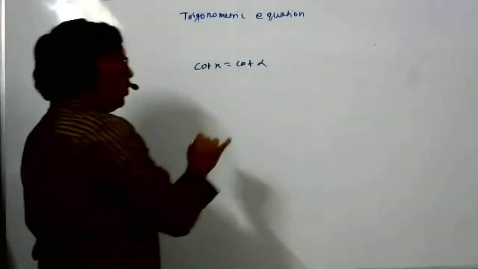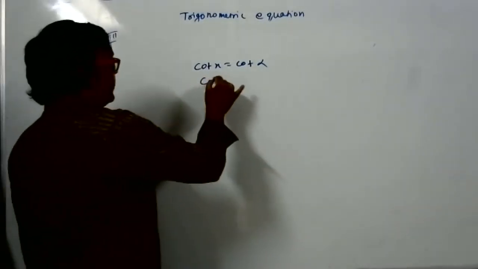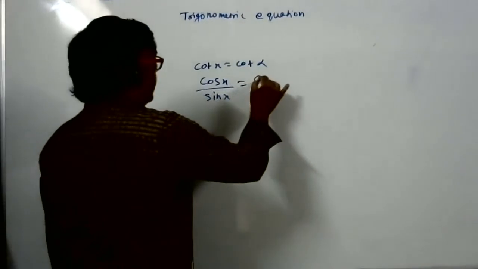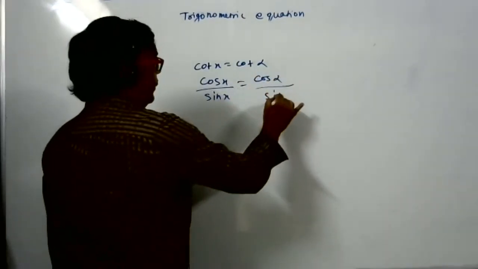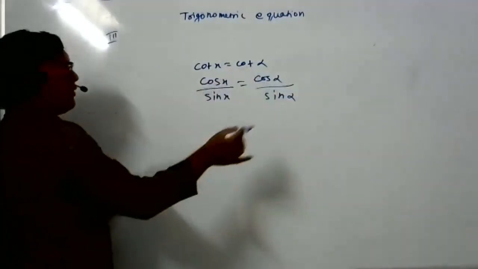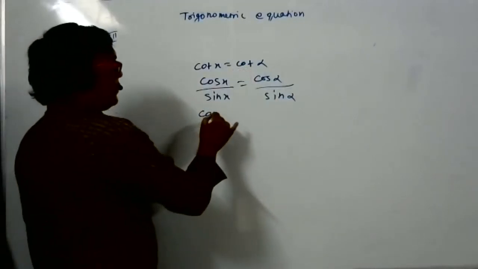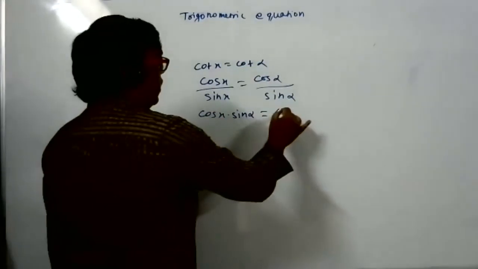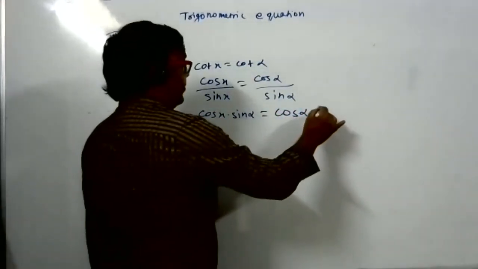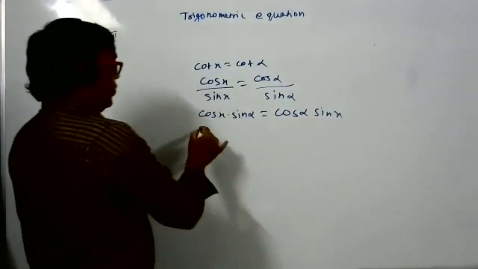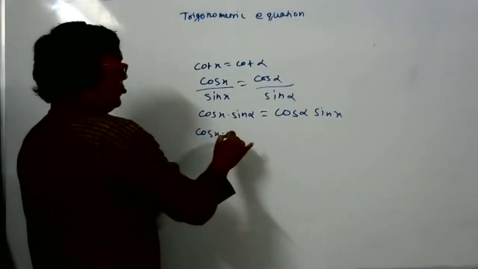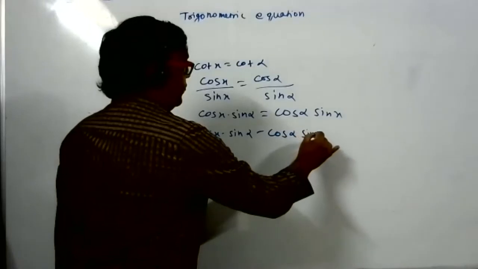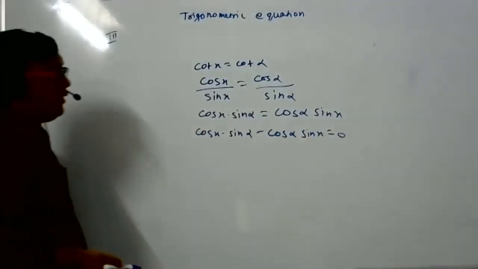Suppose we don't go by the shortcut. Cos x by sine x is equal to cos alpha by sine alpha. Is it correct, students, what I'm doing? Cos by sine, cos by sine. Cross multiply. Cos x into sine alpha is equal to cos alpha into sine x. So cos x sine alpha minus cos alpha sine x is equal to 0. Am I doing it correctly, students? Is it correct?